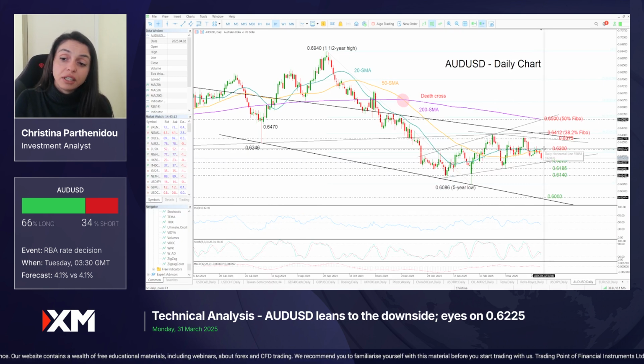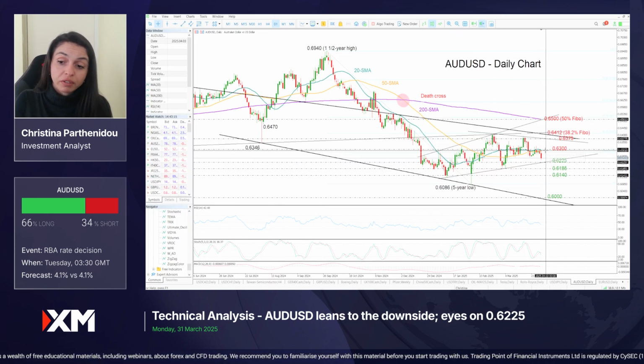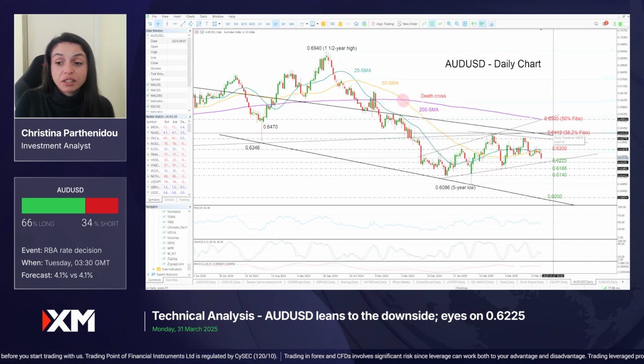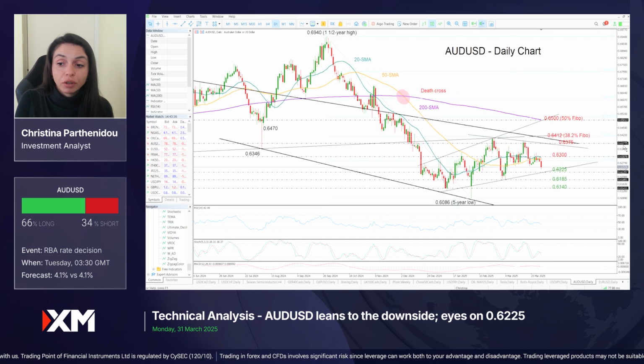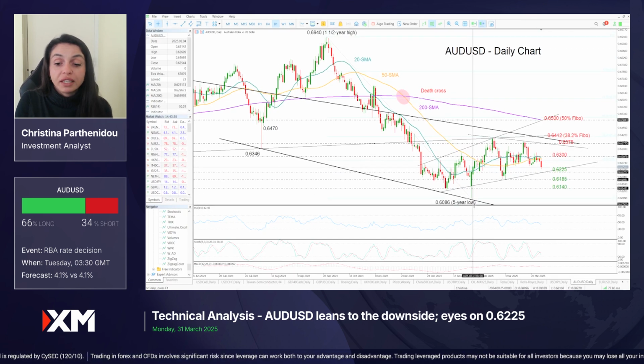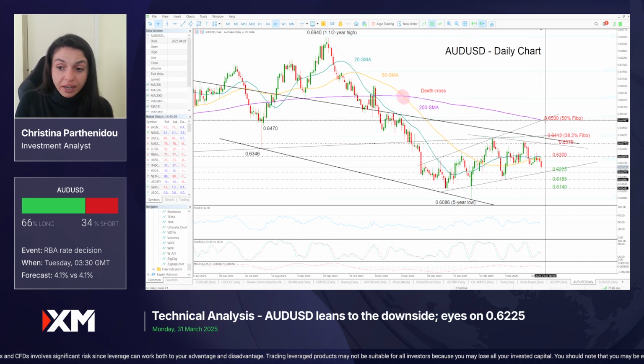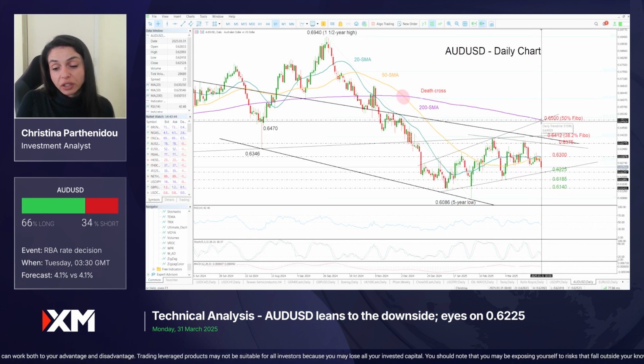However, if we move above the 0.63 number, where the 20 and 50-day moving averages are placed, that could give some extra confidence to reach the 0.6375 resistance zone. The 0.6412 territory includes a couple of trend lines and the 38.2% Fibonacci retracement of these down legs, so I would pay attention to this territory before targeting the next barrier near the 0.65 level and the 200-day moving average.